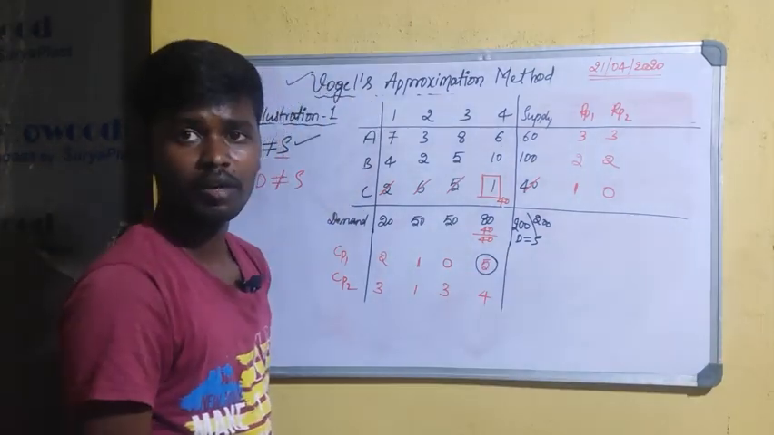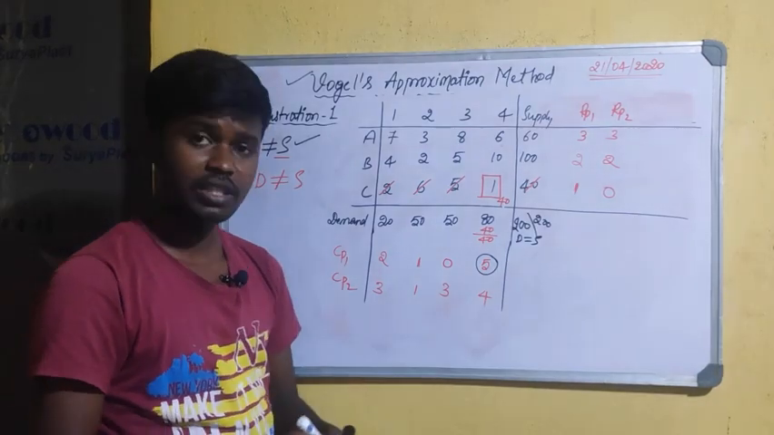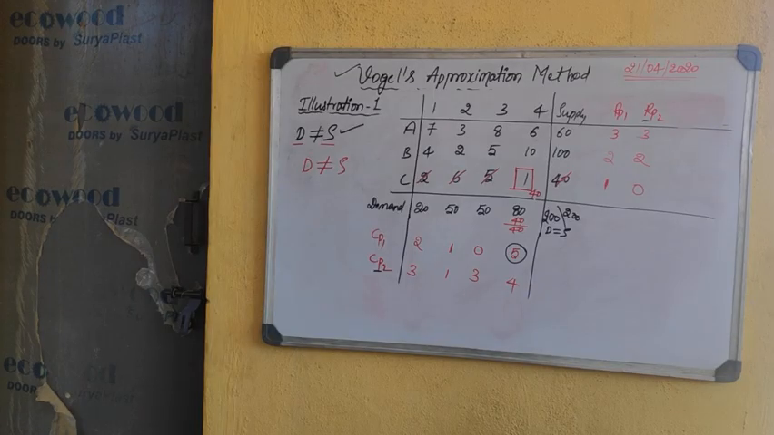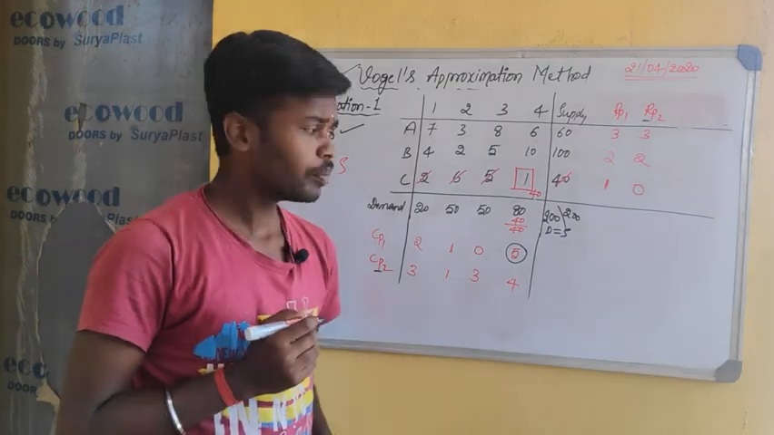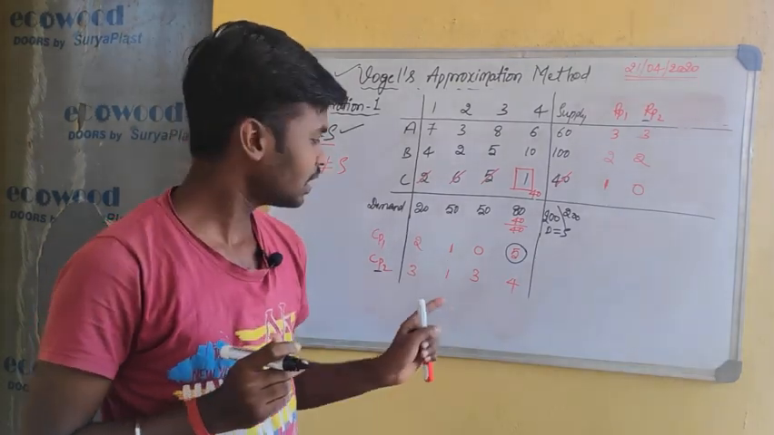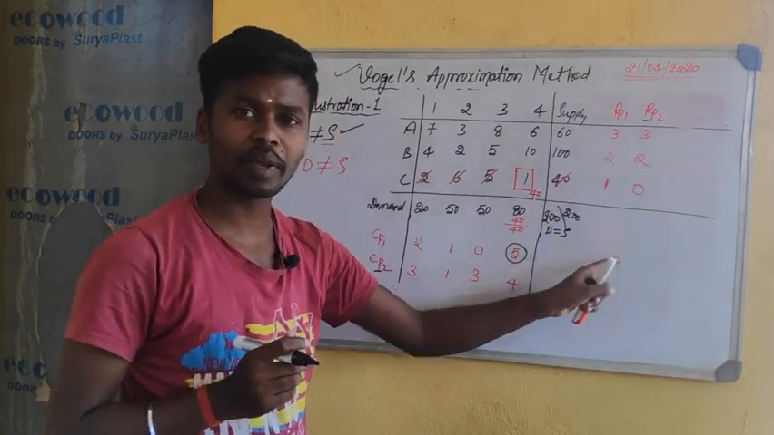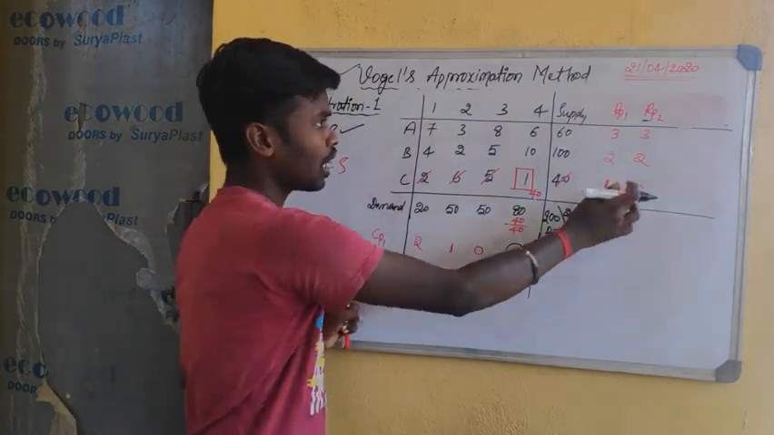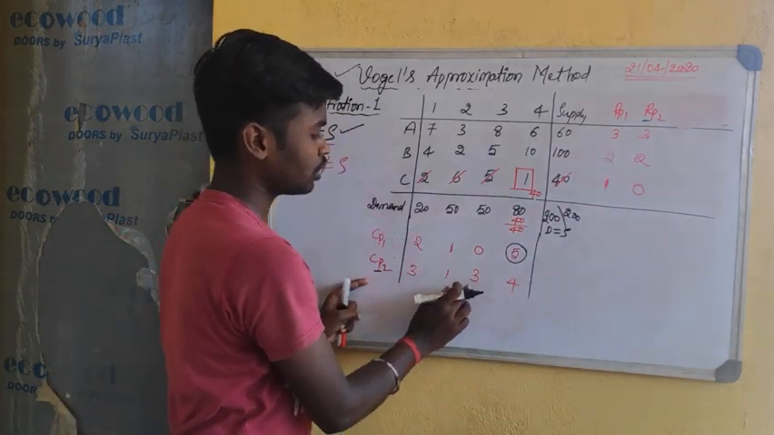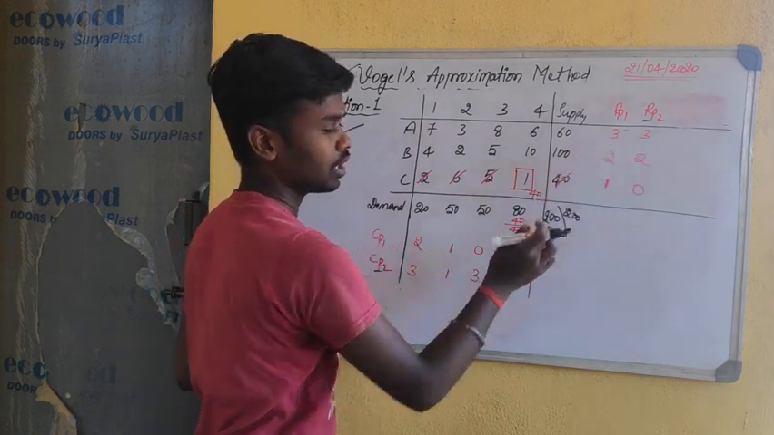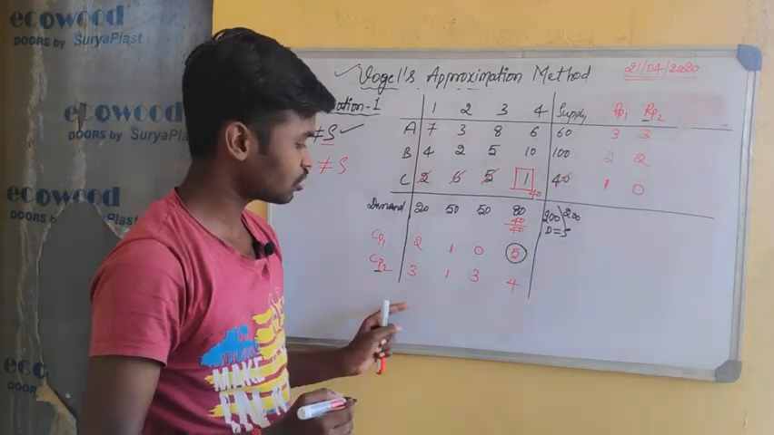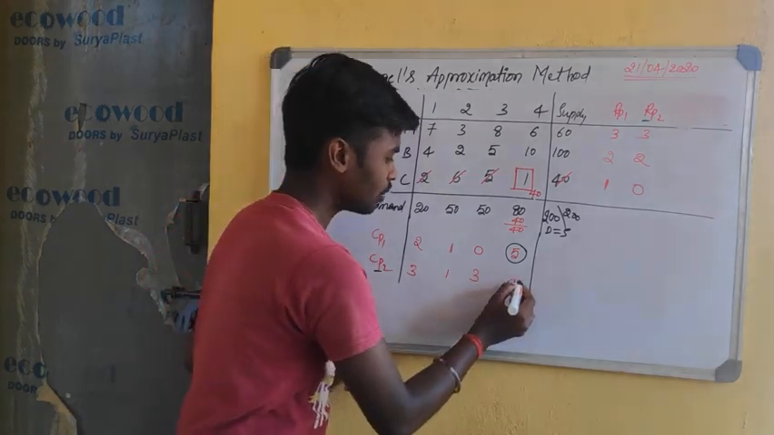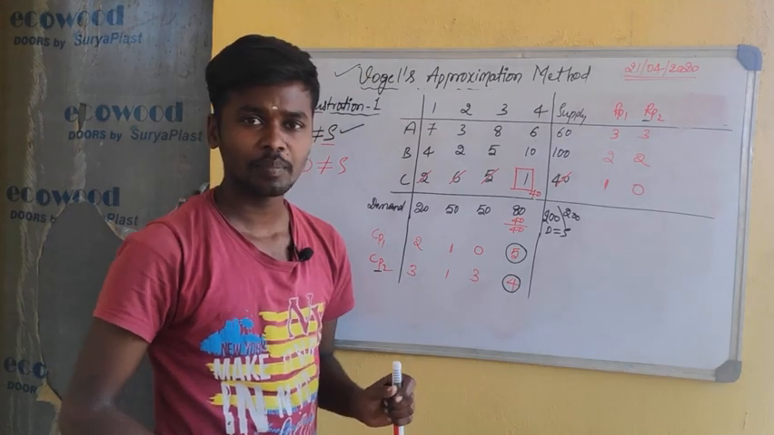4 is your penalty. Now what is the next step? Ultimately you are going to select the highest penalty from this row penalty and column penalty. See, column penalty 2 and row penalty 2, 3, 1, 3, 4, 0, 2, 3. So what is the highest penalty in this row penalty and column penalty? So ultimately 4 is the highest penalty.